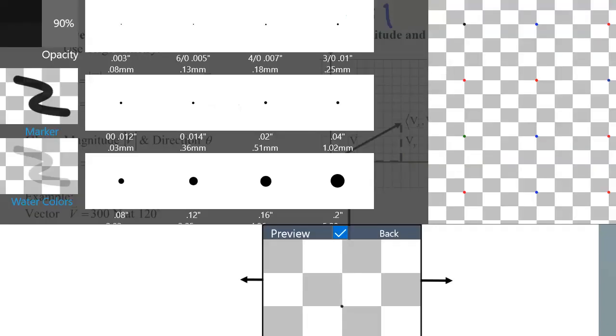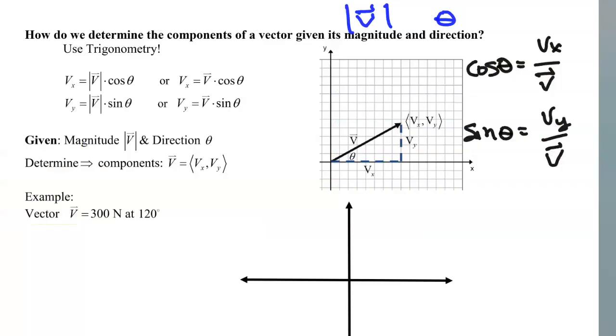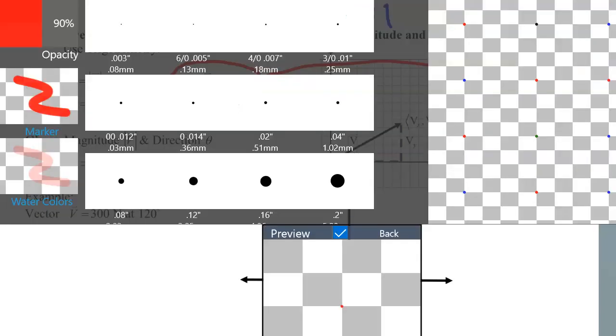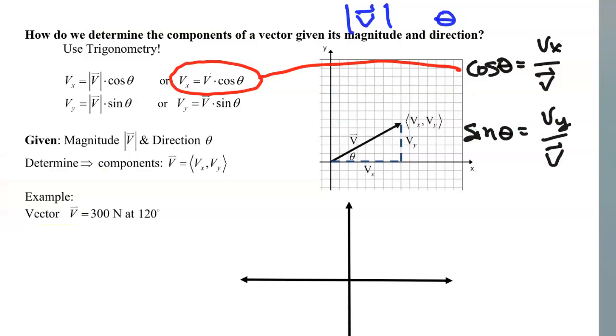Well, if I take those ideas and rewrite them, I get v sub x equals v times cosine of theta, and v sub y is equal to v, the vector, times sine of theta. It's all calculator work. It's not that hard. Make sure your calculator is in degree mode. That's what we're working on today. So let's try an example.